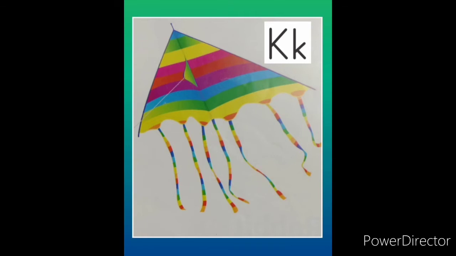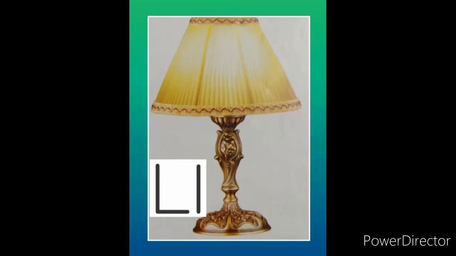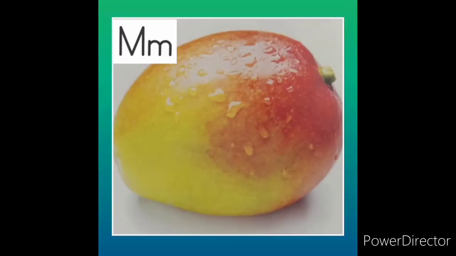Capital K, small k, Mama K, baby K. K for kite. What comes after K? L. Capital L, small l, Mama L, baby L. L for lamp. What comes after L?